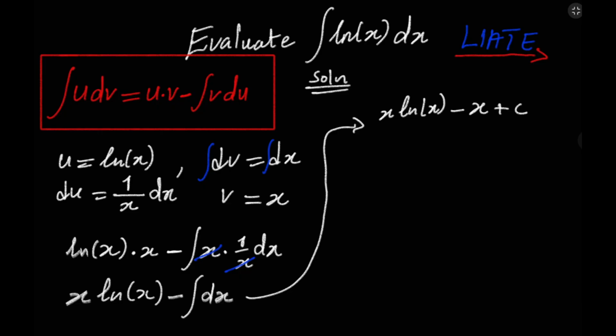So at the very last we put the constant there, and this is the integral of ln x. So whenever you are asked to find the integral of ln x, this is the answer: x multiplied by ln x minus x plus c.